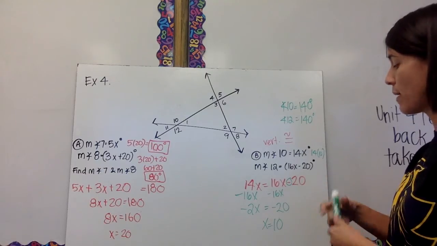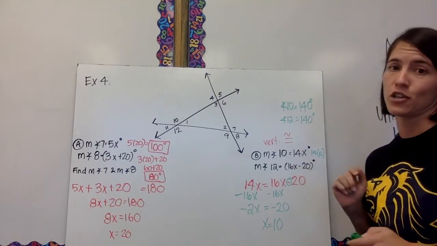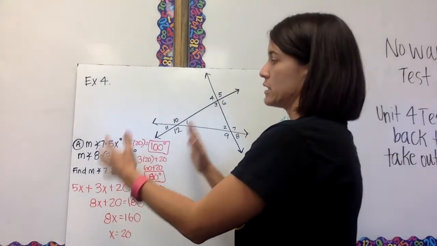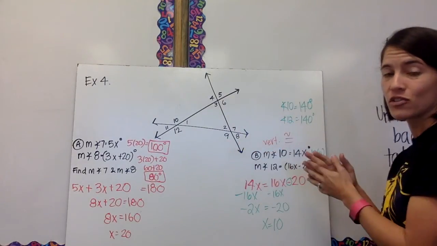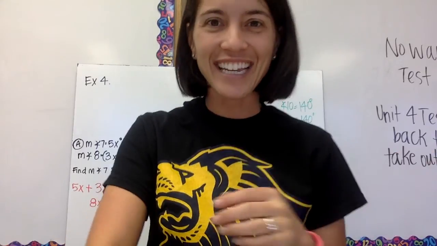You could substitute it back in. 10 times 16 is 160, minus 20 is 140. But that is how you can use supplementary angles and vertical angles, and we're still using our algebra skills. So we're going to practice more of this in class together.